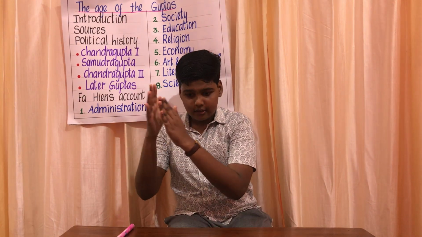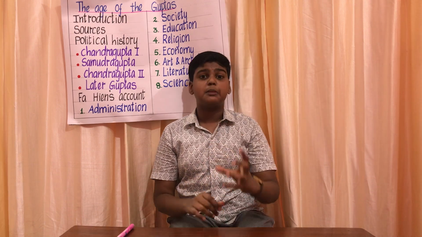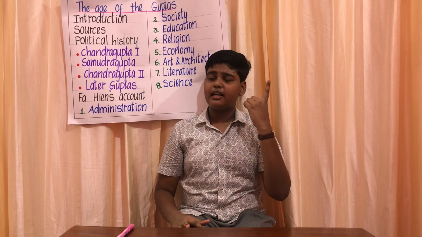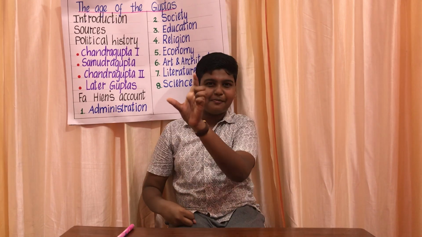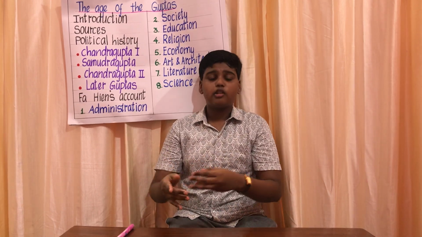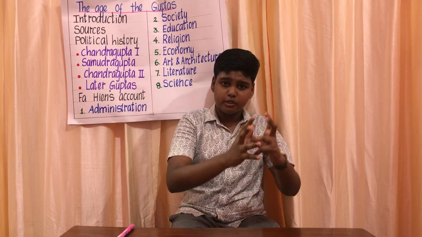Then the empire is divided into provinces. The province is headed by a prince, and he is assisted. The province is also called Bhukti, and he is assisted by Kumaramatyas. Then that is divided into districts or Vishayas. So surely, who's the head? Vishayapati. He is also assisted by a council of members. They include the local citizens as well as a few government officials. So they assist the Vishayapati.